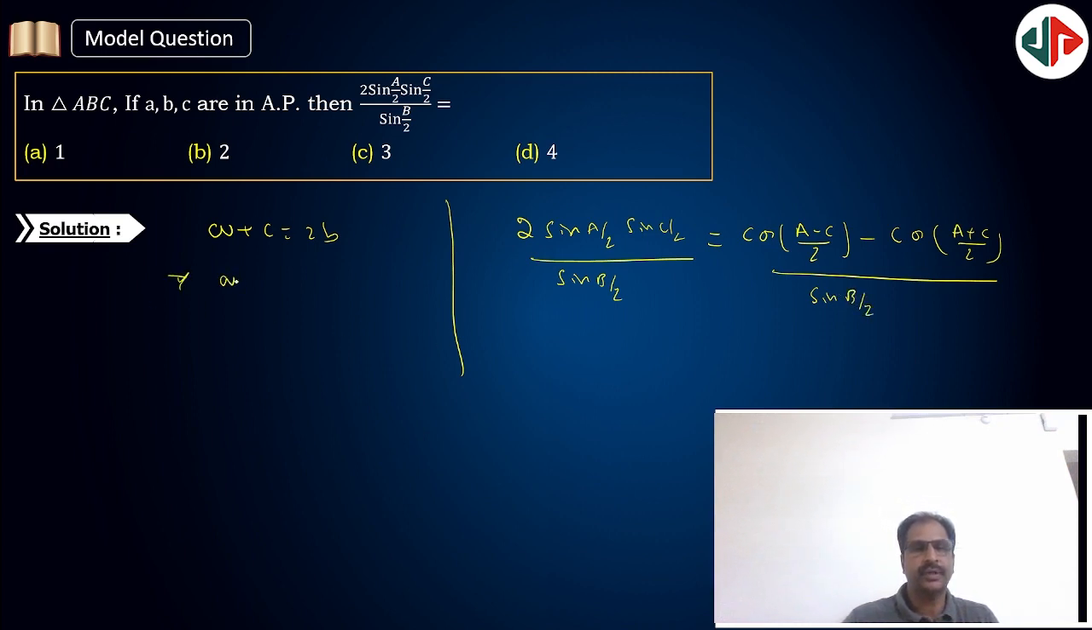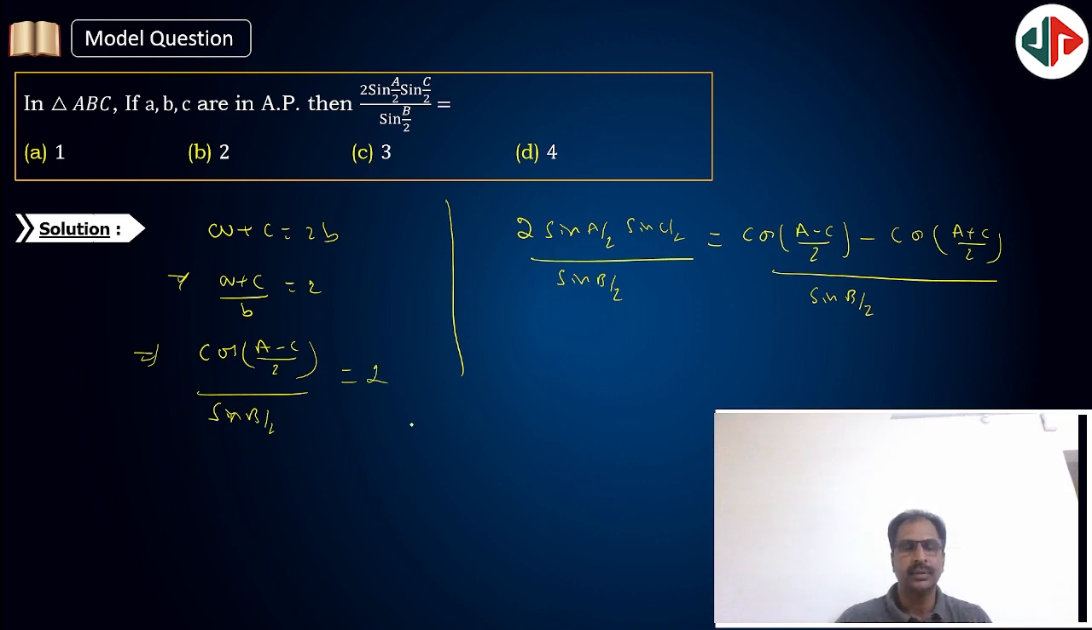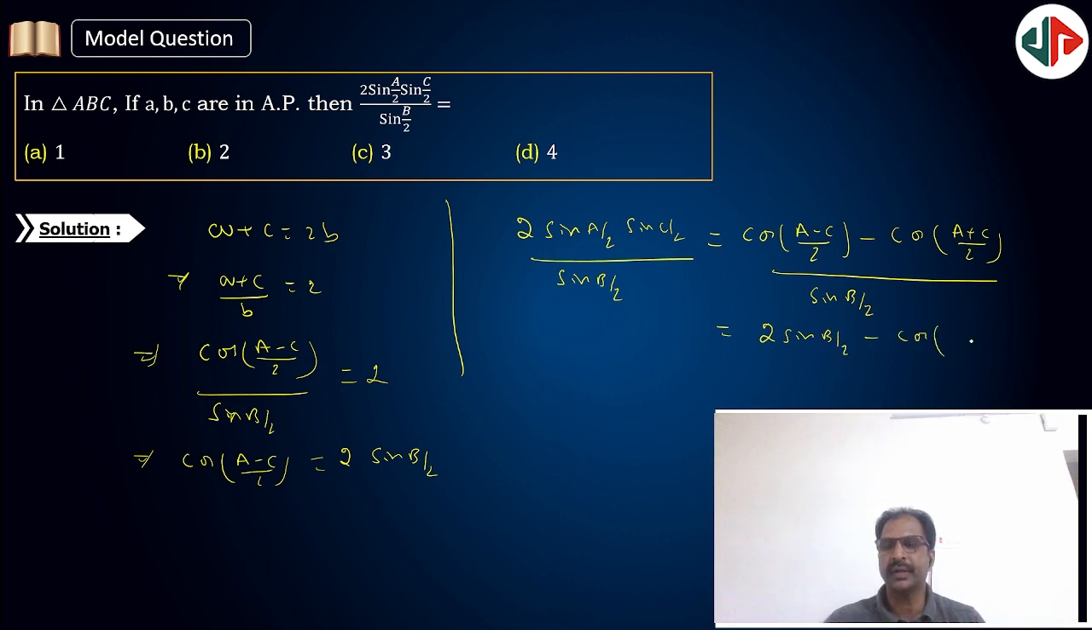From this relation we can write (a plus c) by b is equal to 2. And from Mollweide's rule, (a plus c) by b is nothing but cos of (A minus C) by 2 by sin B by 2. This is Mollweide's rule. So by cross multiplication, cos of (A minus C) by 2 is 2 times sin B by 2. Now substitute here. Cos of (A minus C) by 2 is 2 sin B by 2. And in a triangle, (A plus C) by 2 is nothing but 90 minus B by 2, by sin B by 2.